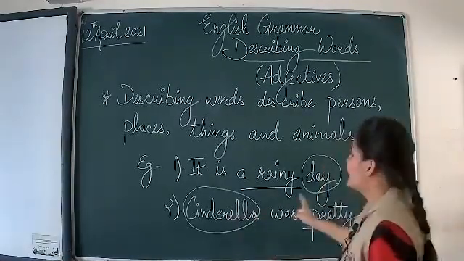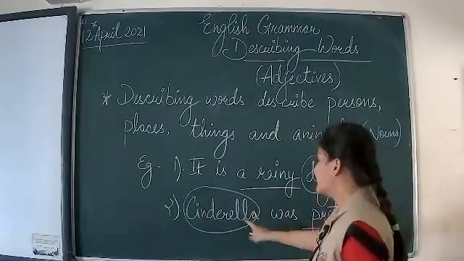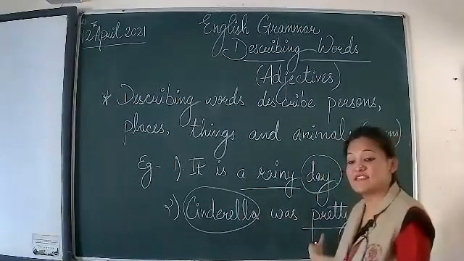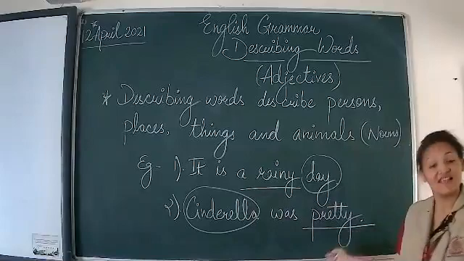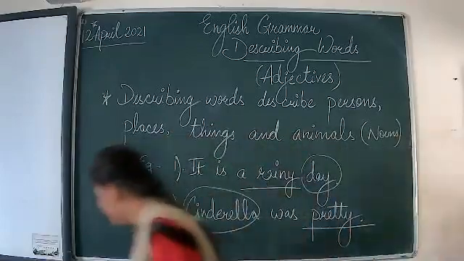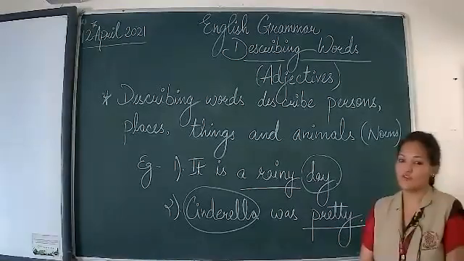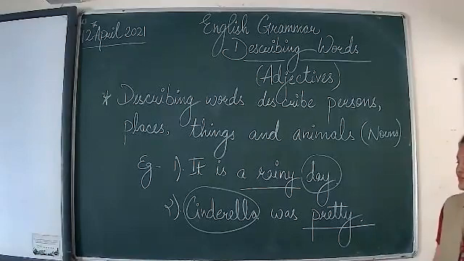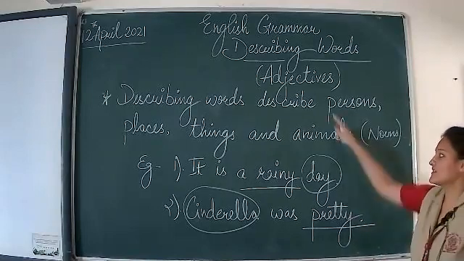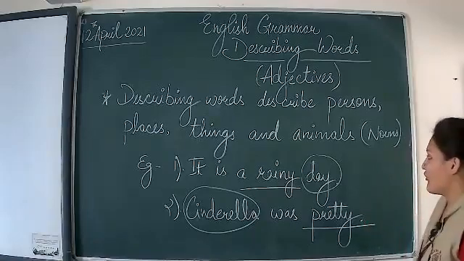All right. So Cinderella, name of a girl. So here, pretty is the adjective, or the describing word. Cinderella has been described as pretty. Okay. So now you can take a screenshot of it or a picture. I'm giving you 1 minute. This is the definition and these are the two examples explaining it to you.